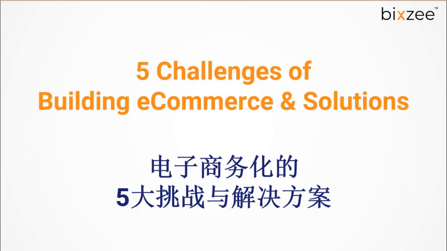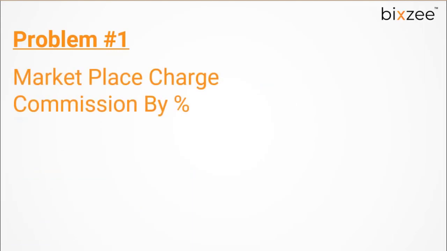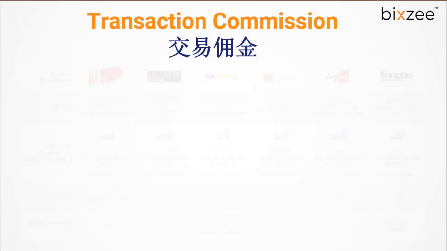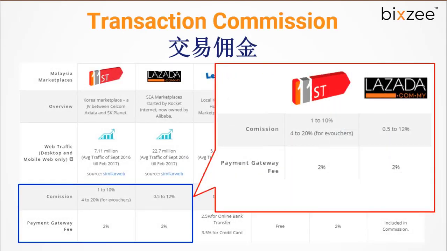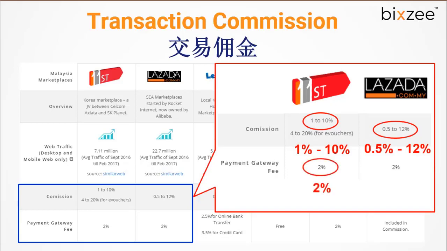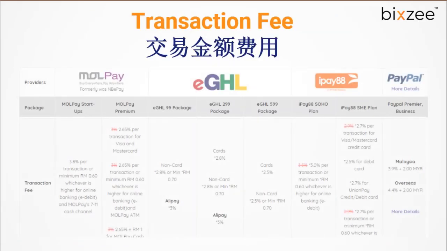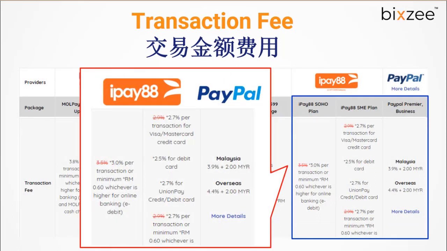I summarize five challenges of building an e-commerce platform and what the solutions are. The first one is that marketplaces charge commission by percentage. For example, in this illustration, the L marketplace is charging about 12% per transaction. And not forgetting the payment gateway charges. IPay88 will charge about 3%. PayPal is even higher, at 3.9%, meaning for every transaction that you make, you may be giving out 15% in commission.